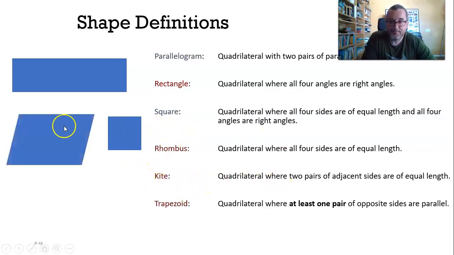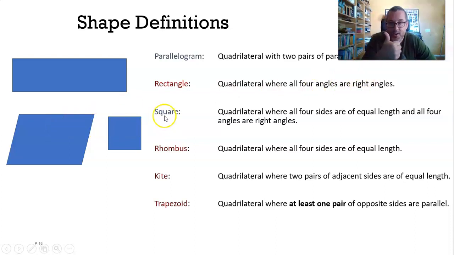How about that? Parallelogram, yep. Two pairs of parallel sides. Quadrilateral, four sides, yep, it's a parallelogram. Is it a rectangle? No, because in order to be a rectangle, all four angles are right angles. They're not. So it's not a rectangle. So far, it's only a parallelogram.